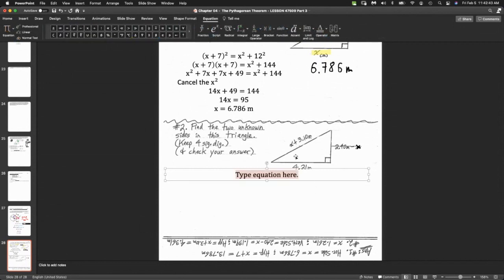Anyway, in this case, can someone tell me which of these 3 expressions represents the longest side on this triangle? Yes, thank you, Denny. So that's the one that goes by itself. So x plus 3.10 squared equals the other ones in terms of the Pythagorean theorem.